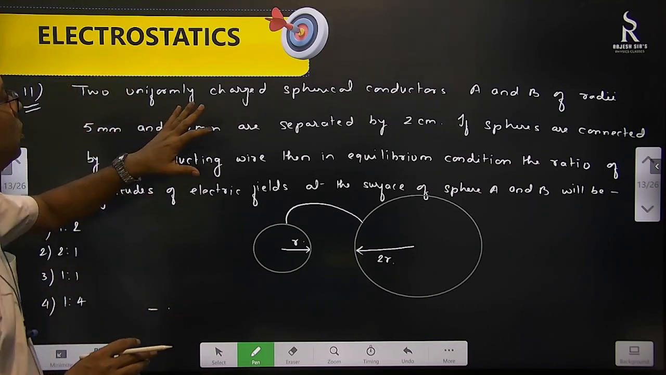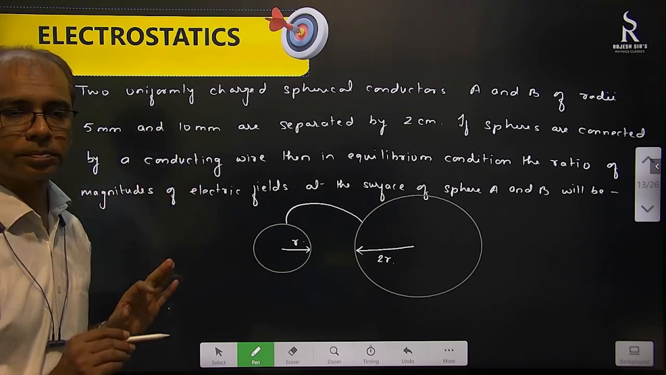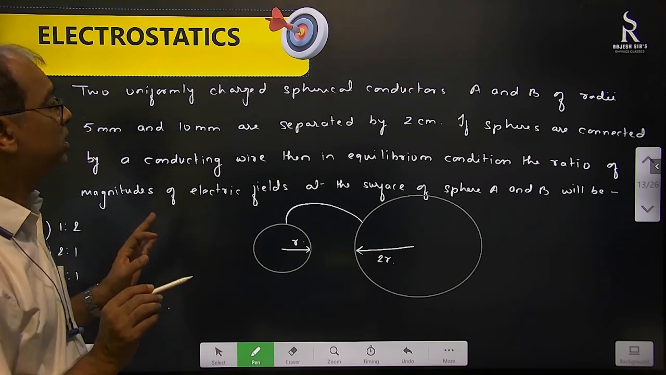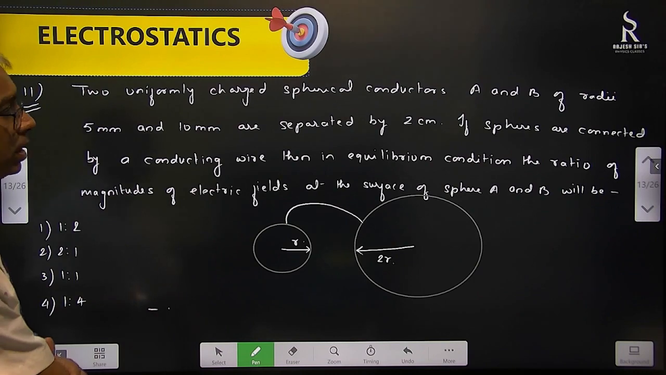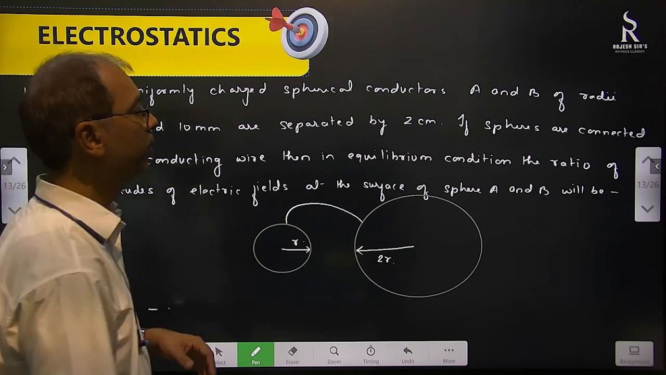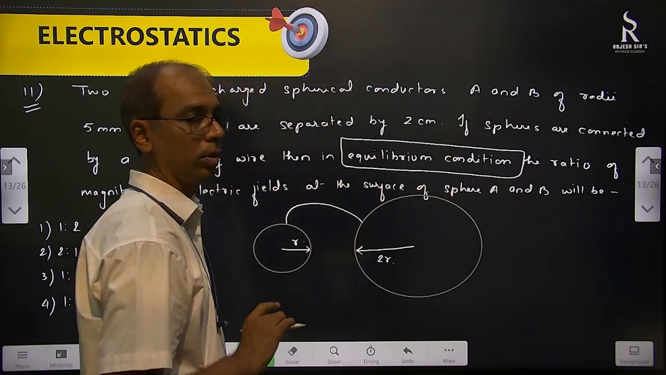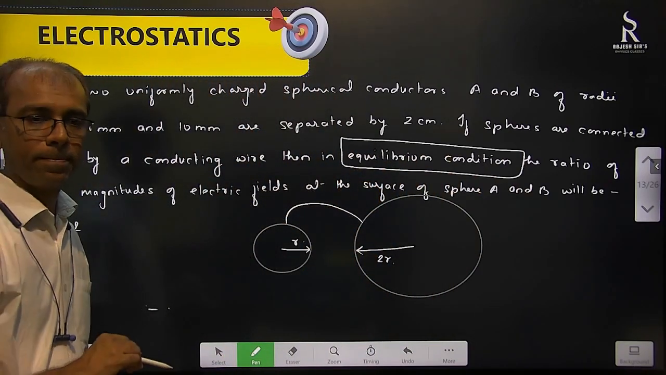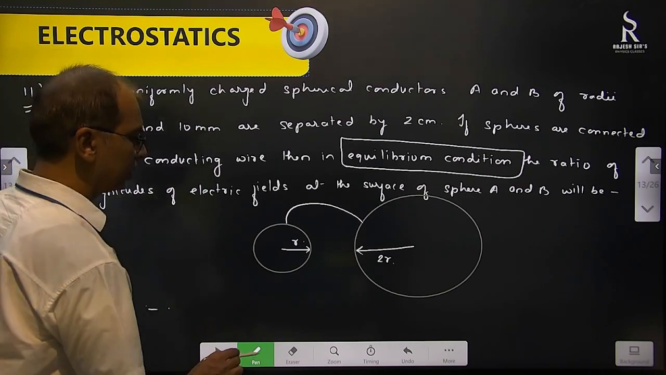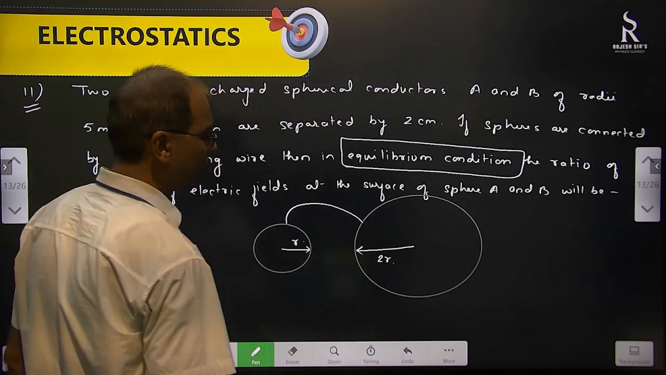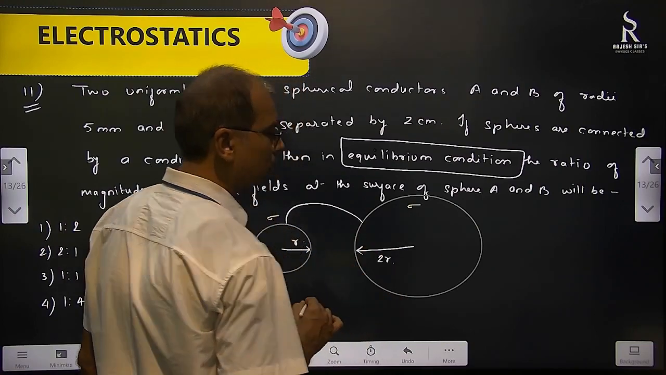So he says two uniformly charged spherical conductors A and B. Is their charge density the same? Let's see. If the spheres are connected by a conducting wire, then in equilibrium condition, the ratio of magnitudes. Now, equilibrium condition here means both have the same potential. Remember that. Here I am assuming both have uniform charge density, sigma for this one and sigma for this also.